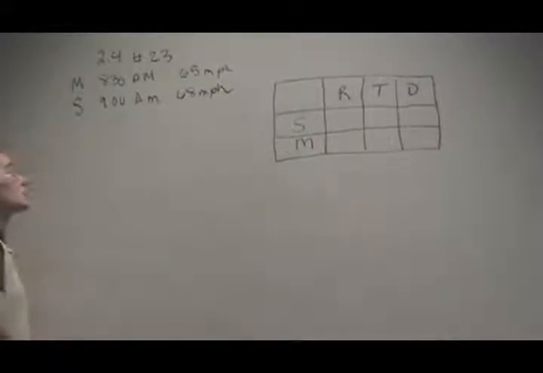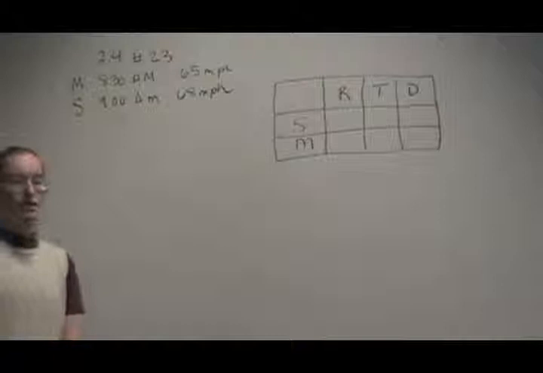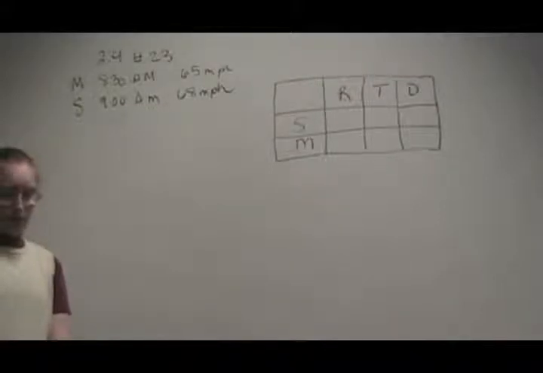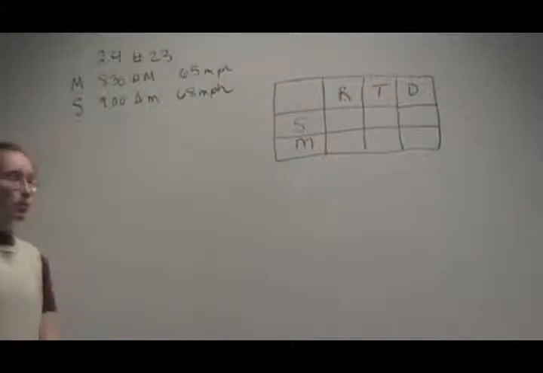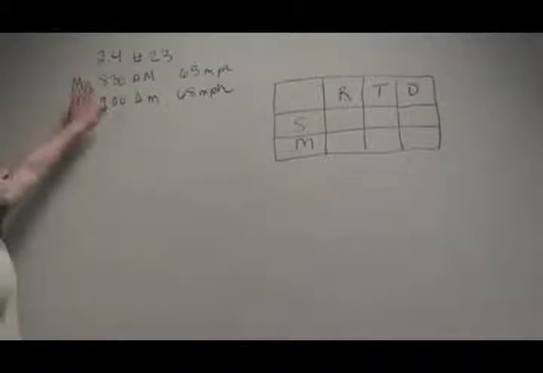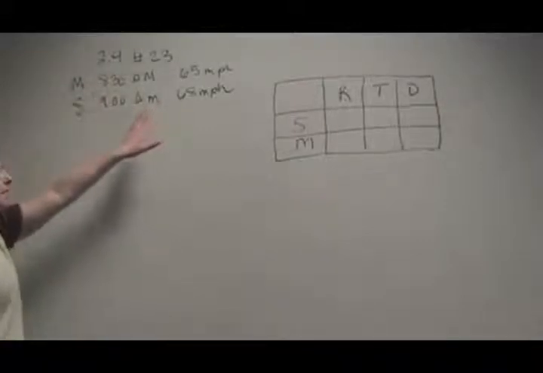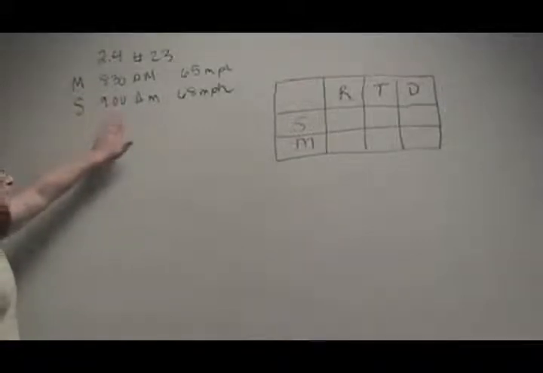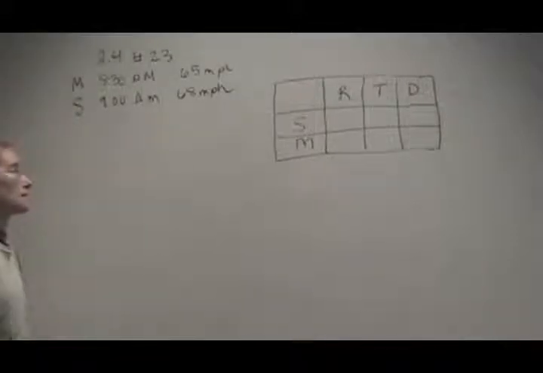23 in section 2.4. In this word problem, we've been told that Scully and Mulder are on their way to Georgia. Mulder left at 8:30 a.m. going 65 miles an hour, and Scully left at 9 a.m. going 68 miles an hour. And we're asked when they will catch each other.